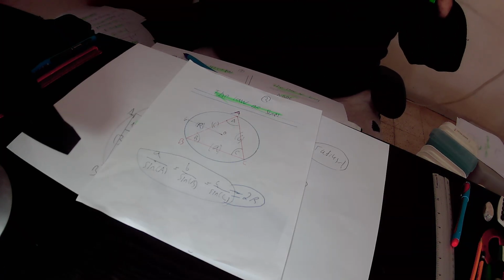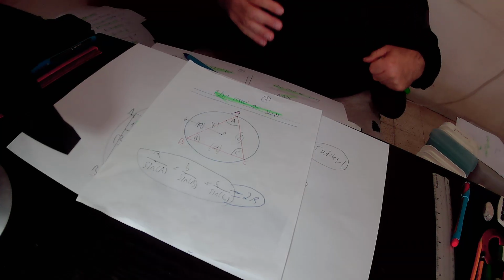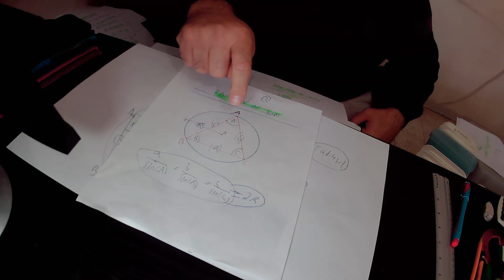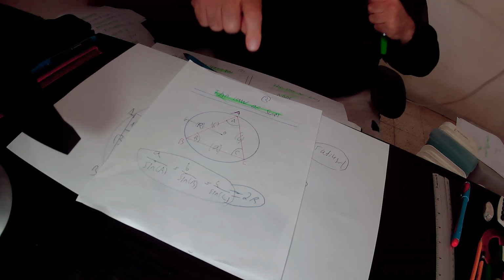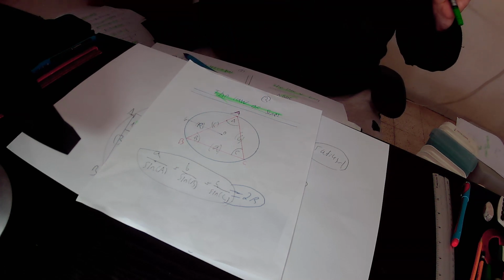So, in our drawing, according to the law of sines in its full version, the following equation holds: A over sin A equals B over sin B equals C over sin C equals 2R.